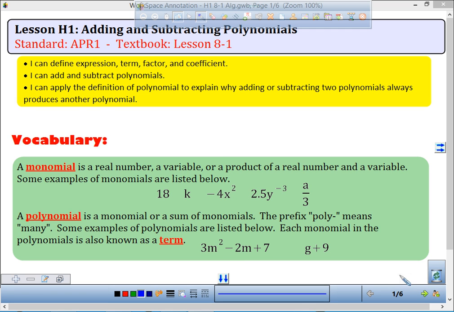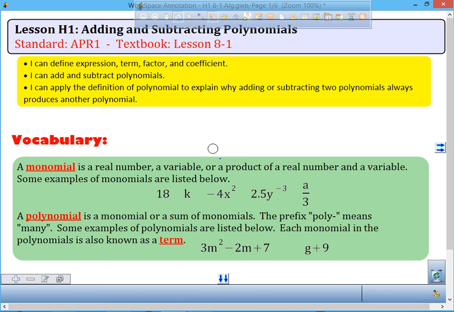Okay, so first thing we're going to look at here are a couple different names of polynomials and how to name polynomials in this lesson. So a monomial, meaning that it has just one term. Mono meaning one. So a number could be a term, a variable could be a term, any set of numbers and variables could be a term.